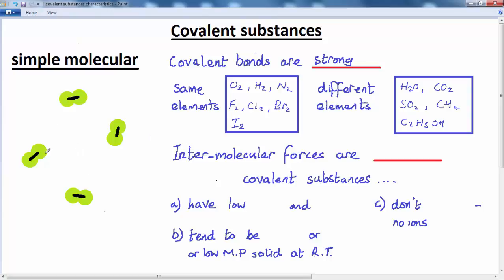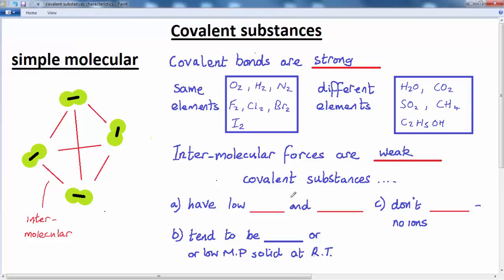Now then, going back to these diatomic molecules, what we can say is that although the covalent bonds are very strong, the forces that interact between the molecules, these are called intermolecular forces, these forces are very weak. Now, as a result of that, covalent substances tend to have very low melting points and boiling points, simply because the forces between the molecules are weak.